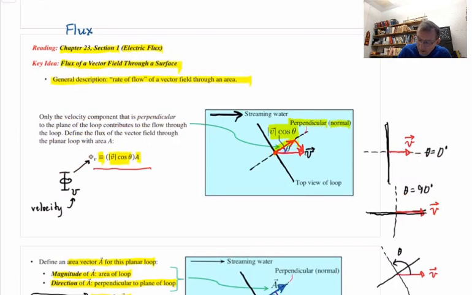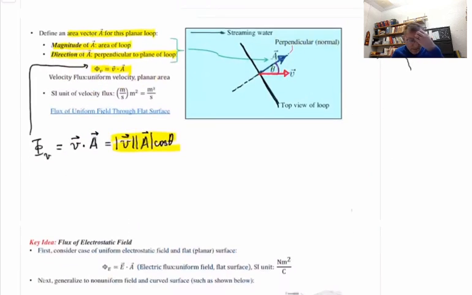So let's now think of velocity flux for a uniform velocity field through a flat area as V dot A. So this is for velocity flux with a uniform velocity in a planar flat area, like this one would be.